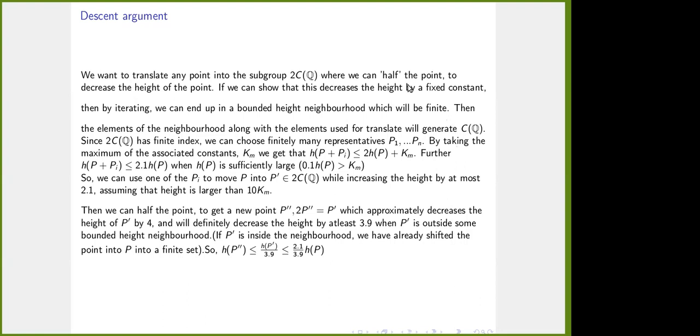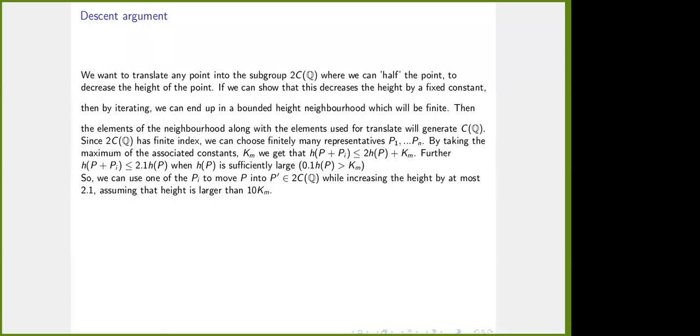So the translation operation is basically all the cosets. The total number of elements in that finite ball plus these coset representatives P1 through Pn will generate the whole group. So that's the proof that the group of rational points on the elliptic curve is finitely generated. So this is a descent argument.